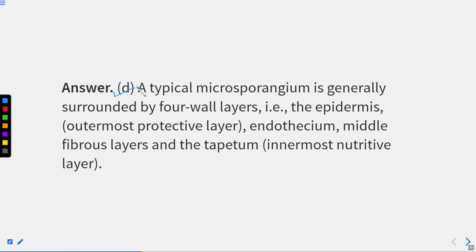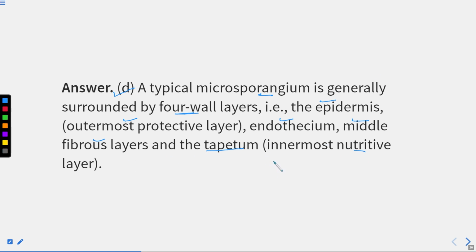Now, why is this option correct? A typical microsporangium is generally surrounded by 4 wall layers. The outermost is the epidermis, which is the outermost protective layer. Then we have the endothecium, and then there is a middle fibrous layer, also known as the middle layer, and the innermost is the tapetum, which is the innermost nutritive layer.